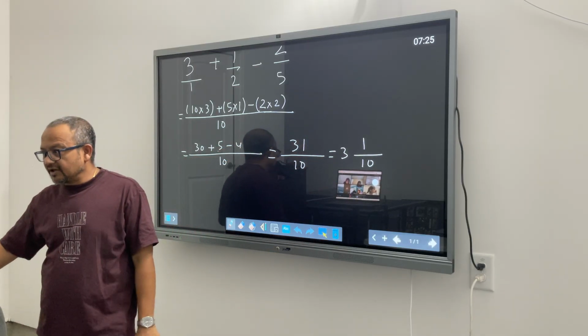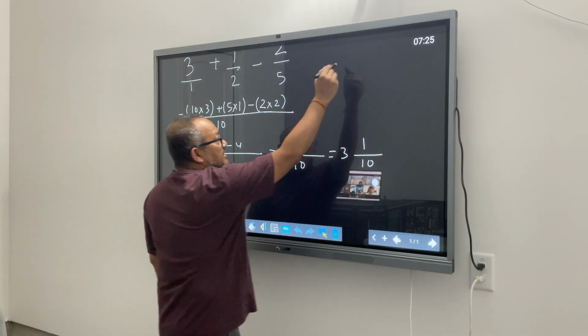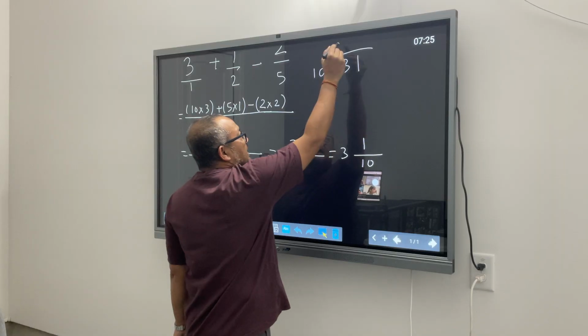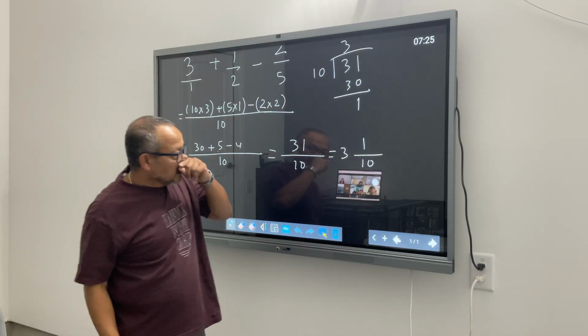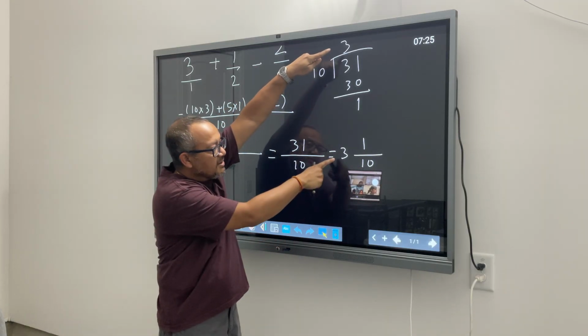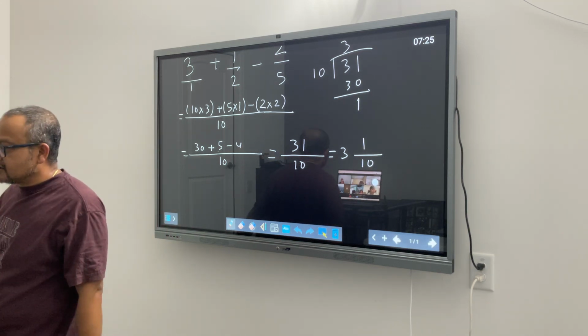That's it. How do you get this number? You will say 31 by 10. 31 divided by 10. 10 times 3 is 30 and 1. So this becomes your numerator, this becomes your denominator, and this becomes the number here. Everybody okay?